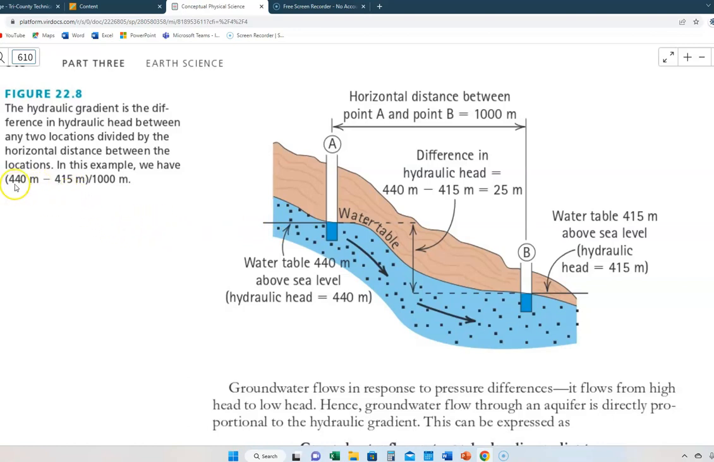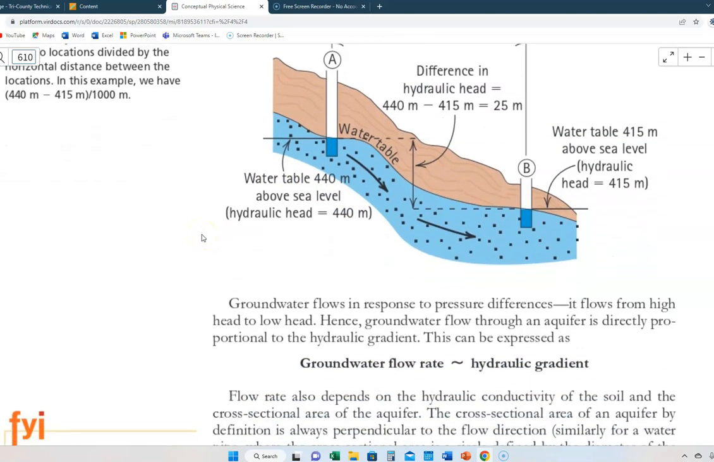So it's the height at A, with respect to any, usually sea level is the easiest thing to use. So the height at A minus the height at B, and then divided by the distance between them. The units all have to be the same. So the height of the water table at A is in meters, the height at B is in meters, and the distance between them is also in meters. Just make sure that everything's in the correct units. So the gradient is basically a unitless number.